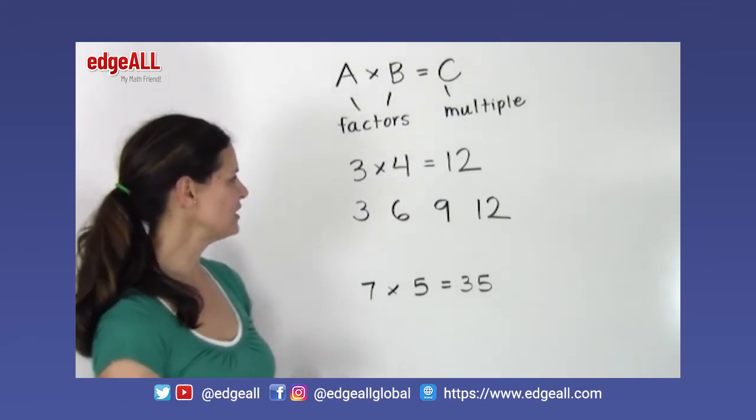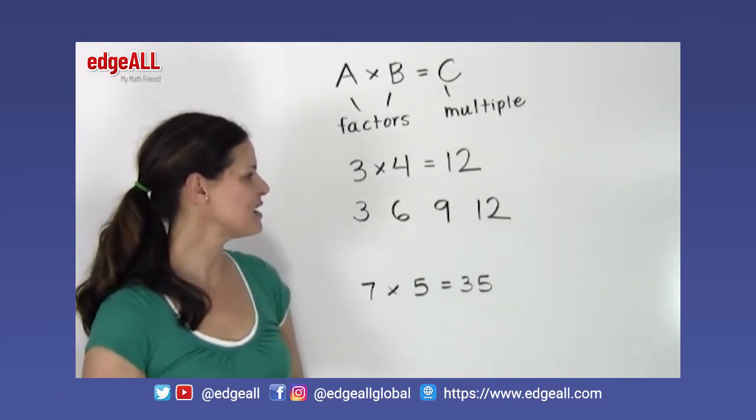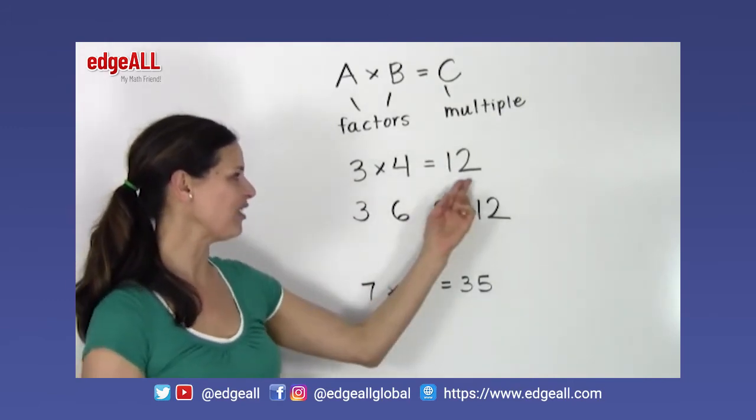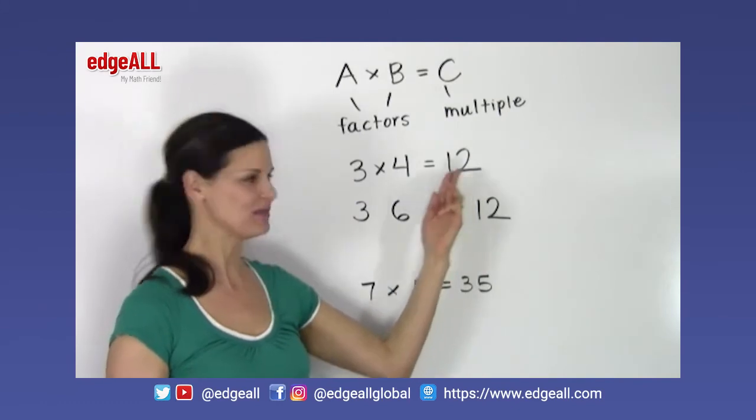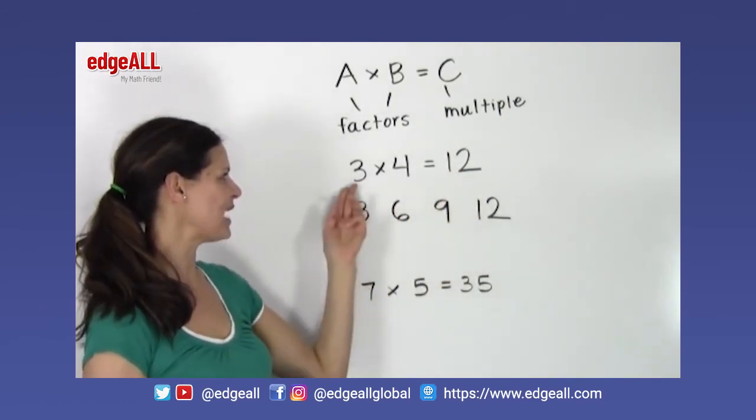We would also look at this: 3 times 4 equals 12. And we would say that 12 is divisible by 4, and 12 is divisible by 3.